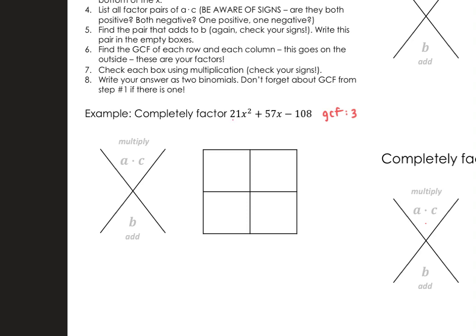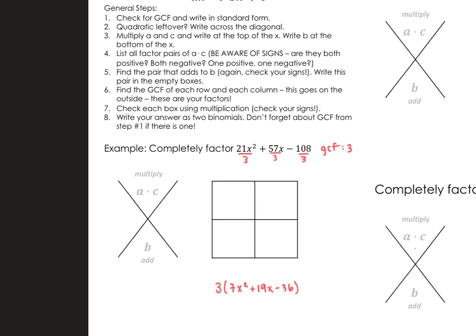So remember, to factor using GCF, we divide each of our terms by 3, and I'm going to write the answer down here. The GCF goes out in front, and then we divide everything by 3. So 21 divided by 3 is 7x squared. 57 divided by 3 is 19, so 19x, and then negative 180 divided by 3 is negative 60. So from the previous lesson, we would be done.